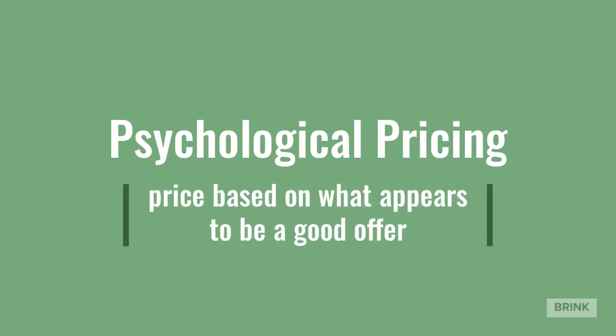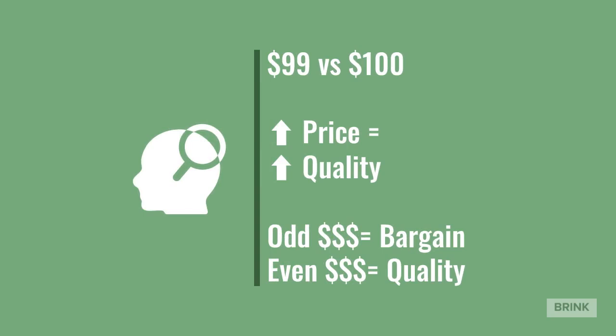Studies have shown that consumers rationalize what they buy with what appears to be a good offer. This is known as psychological pricing. When looking at $99 versus $100, many individuals see one fewer digit in the number 99 and therefore think of a bargain. Many people also relate high price with high quality. And third, many people relate odd numbers equaling a bargain, whereas even numbers equal quality.